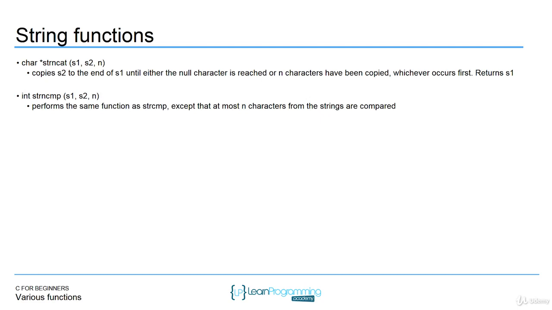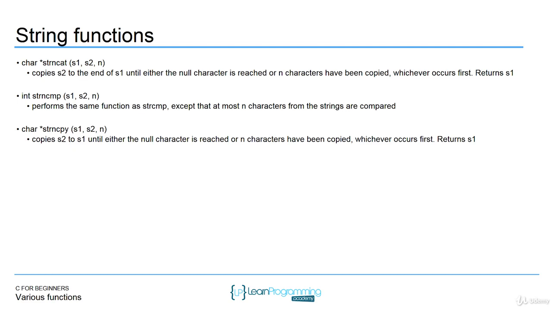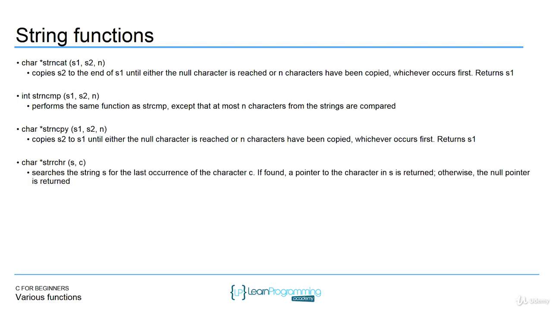Strncmp, again, you're going to compare a certain number of characters for S1 and S2. Strncpy, here the third parameter n would probably be the strlen of, or the size of S1. Because you're going to copy S2 into S1, but you don't want to copy more bytes than S1 can hold or store. Strrchr, this is where you can search the string for the last occurrence of a character.